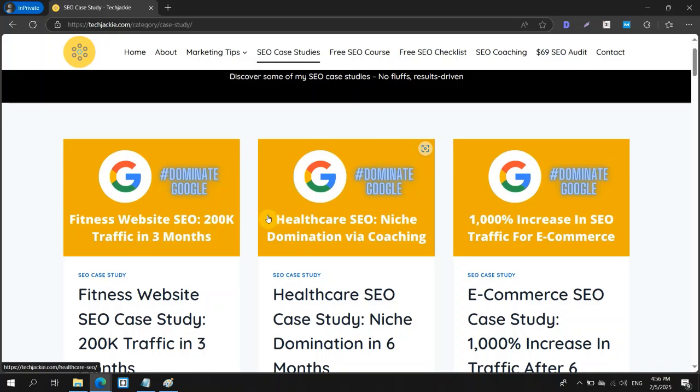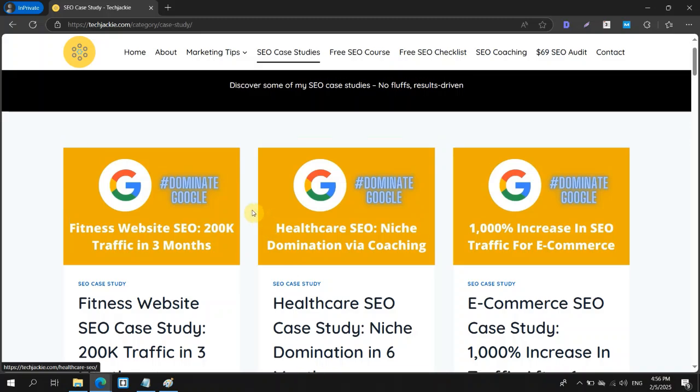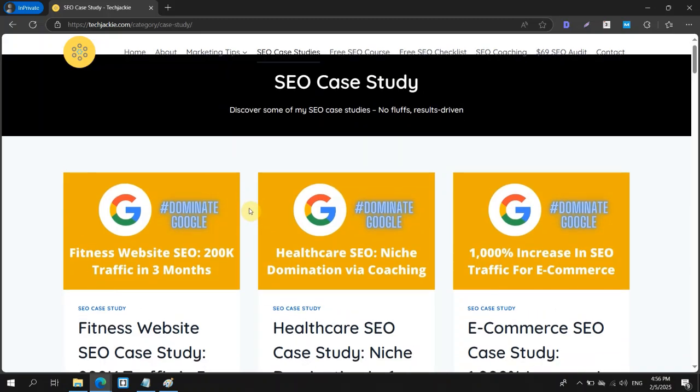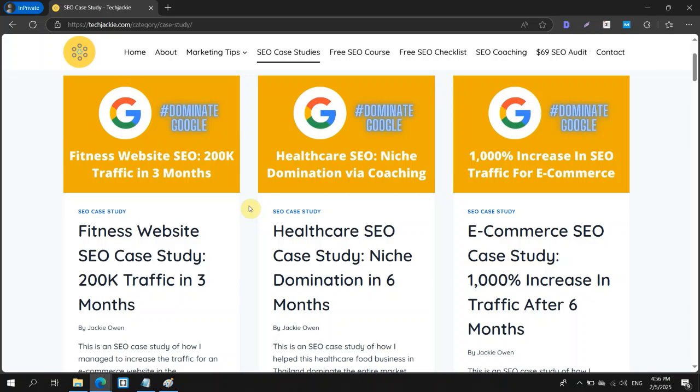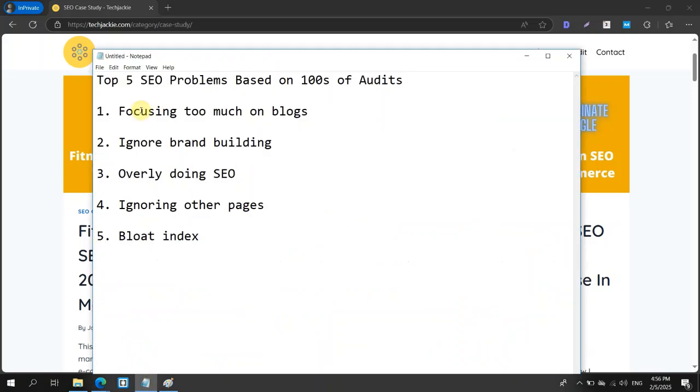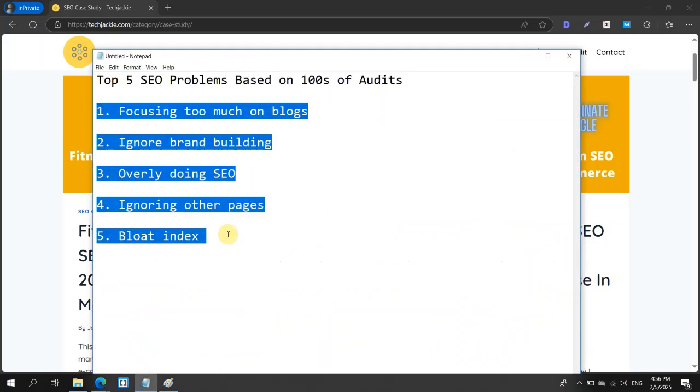I've been doing SEO for the past 5+ years, using the scientific method, which basically means trying to understand how the algorithms work, reverse engineering them, and then getting the results, right? So without further ado, here are my top five SEO problems based on my hundreds of SEO audits.